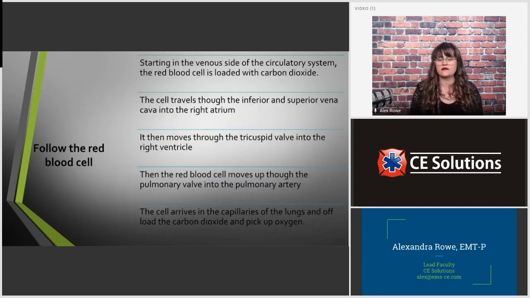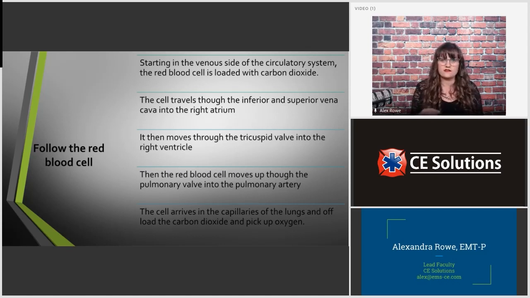In order to do that, let's start from the very beginning of where the red blood cell starts, okay? So do you guys remember the flow of the heart way back in EMT school? You may have learned this. So it starts in the venous side, right? Superior, inferior vena cava. When that red blood cell is loaded, it's loaded with carbon dioxide in the venous system. So it travels to the superior and inferior vena cava, and it ends up in the right atrium, which is the top chamber of the heart. It goes through the tricuspid valve into the right ventricle.